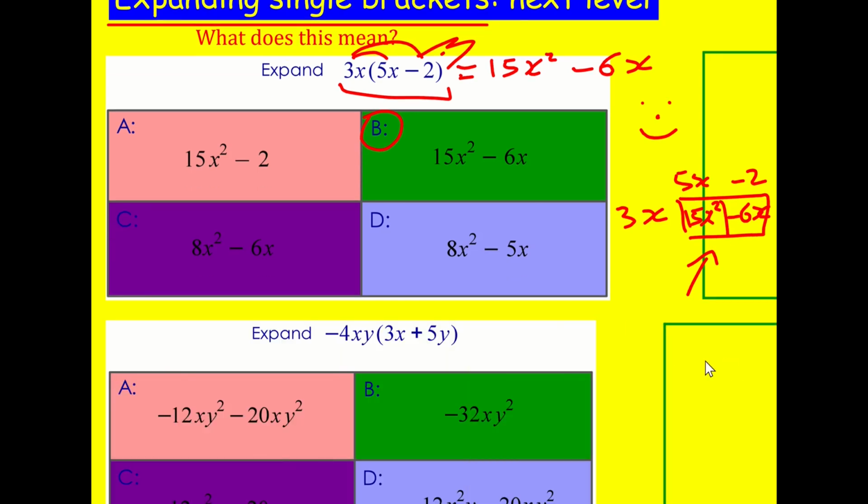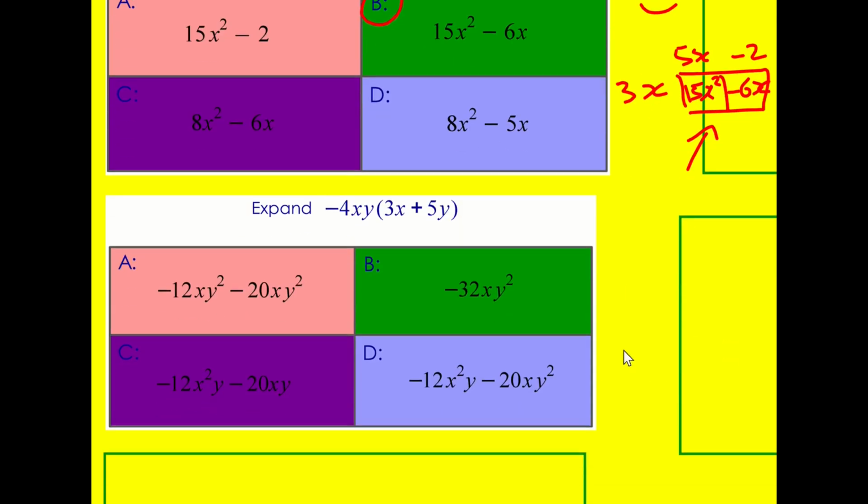Let's try another one. What about this one? So I'm going to multiply it together like this. What do you get? Well, I'm going to get minus, actually, I think it helps to actually work it out. So it's going to be minus 12, because minus 4 times 3 is minus 12. x times x gives me x squared. Then I've got the y. Okay, so I can rule out B at this point, but let's keep going.